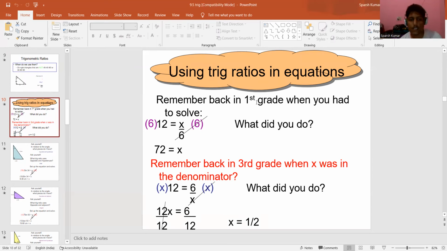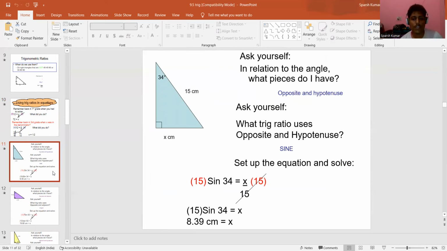In these trigonometric ratio equations, you can see we use basic algebraic tricks to find the answer. Suppose 12 equals x by 6. What we do is multiply 6 on both sides, so x would be 72. That's it. So we can use these topics to find the value of a side also.